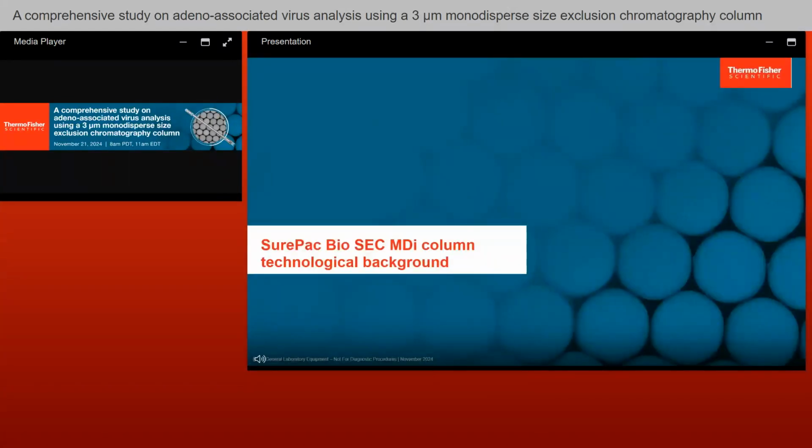And now we're going to dive into our technical background, and I'm going to pass it over to our lead R&D scientist on the project, Ka. Thank you, Ashley, for the nice introduction, and thank you for covering the first part of the presentation. My name is Ka, and I work at Thermo Fisher as a staff scientist who focuses on application development for all of our bio-LC columns. So I am going to walk through the technical background of the new SurePak Bio SEC MDI column.